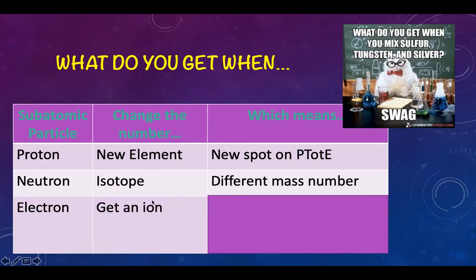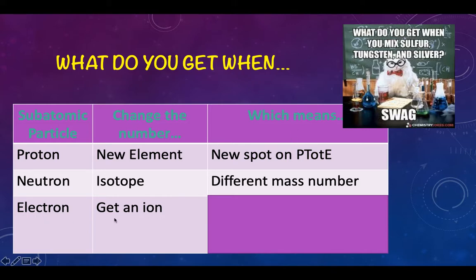The last particle is, well, what happens if you change the electrons? You get something called an ion. So that tiny little vocab word means you have changed the number of electrons. It's not an atom anymore. Atoms are neutral. Isotopes could still be neutral, but they're related to the neutrons. And then remember, new element means you've changed the protons.